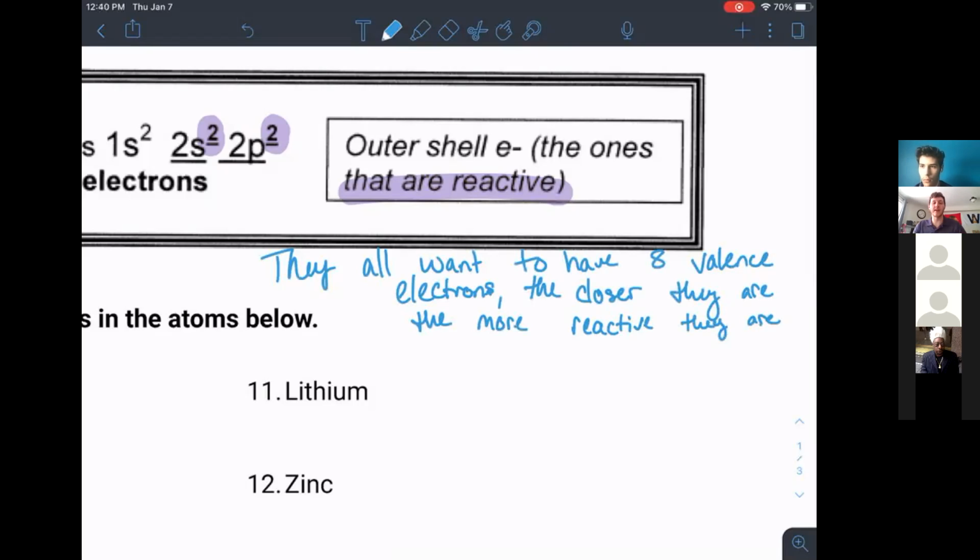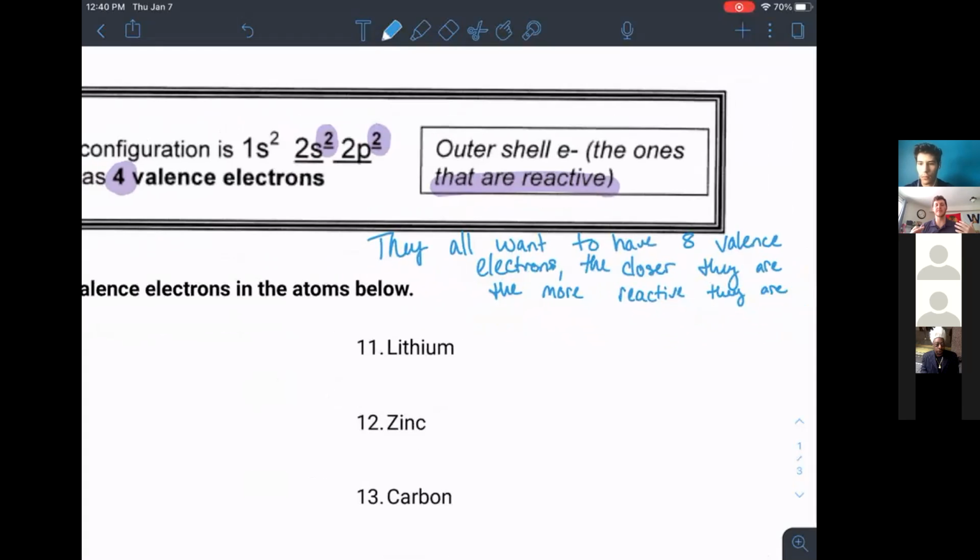And do you guys remember the name when they have 8 valence electrons? Do you remember what that's called, or the rule that they all want 8 valence electrons? The octet rule. Perfect. So that's called their octet rule. Octa meaning 8. So octet tells us we want a full shell of 8 valence electrons to be stable, to be happy.